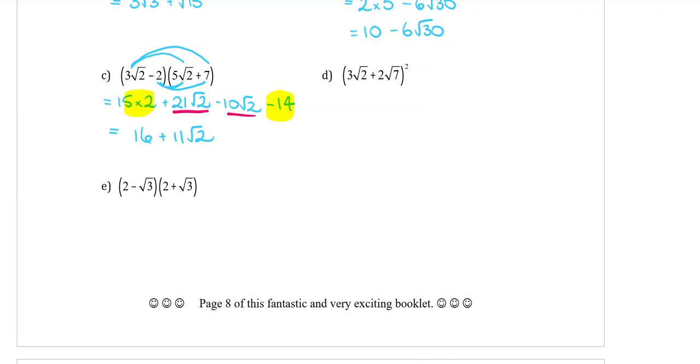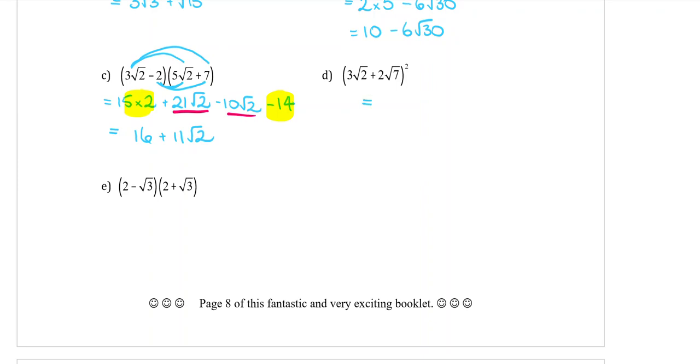Part D, if we have a bracket with 2 terms in it all squared, you could do that by writing the bracket again next to it and expanding out using FOIL. But we have been practicing in algebra using the short method, so let's see if we can do the short method with our surds here.